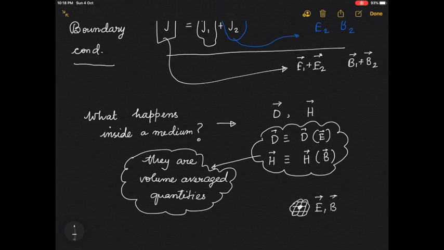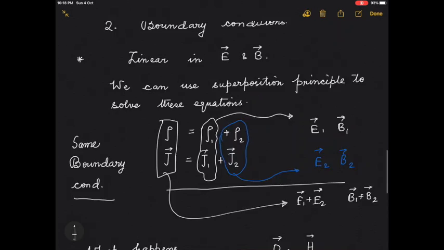And that average field is better described in terms of D and H than E and B, because some properties of the medium get added to E and B. Okay, so that we will discuss a little more later in the course, but I just wanted to point out that when you write down the Maxwell's equations in terms of D and H, they are fundamentally different because you are writing them in terms of volume average quantities.